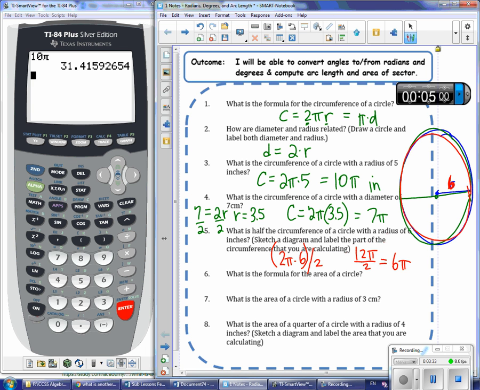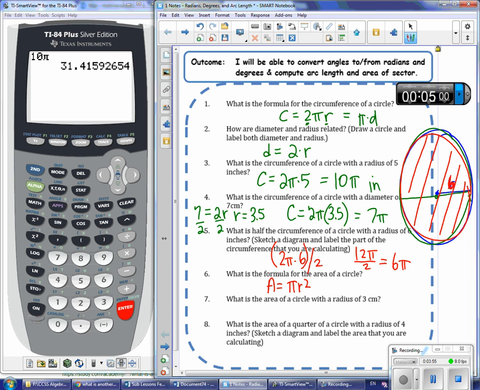Now let's think about the area of a circle. Remember, the area now refers to the values of the space inside the circle. That's now two-dimensional. And so anytime you're dealing with area, you should see a square. If I'm dealing with volume, you should see a cube. So the formula for area is pi r squared.